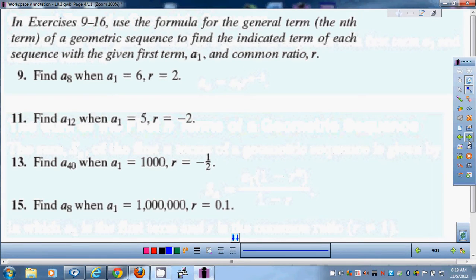Okay. Use the formula to find the general term that is asked for. So let's just jump straight into a hard one.